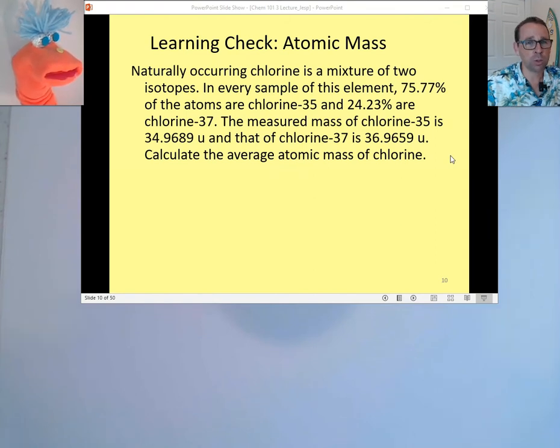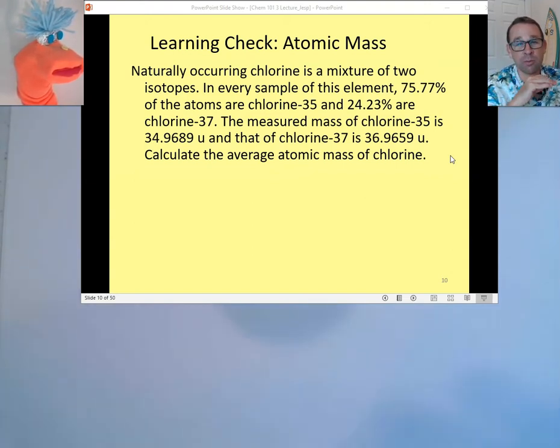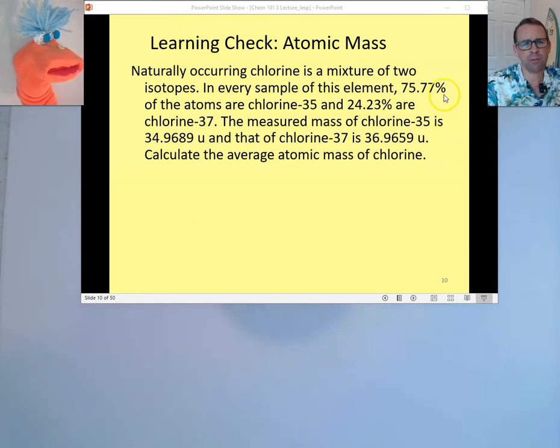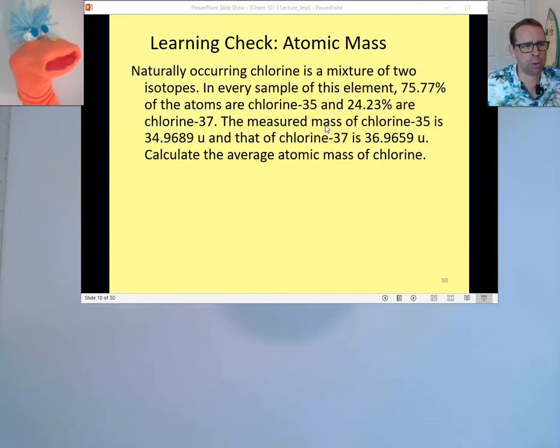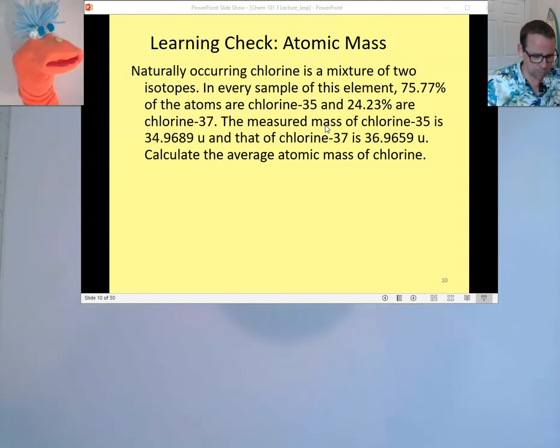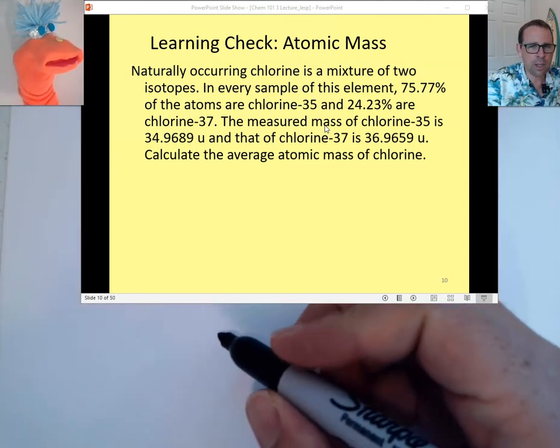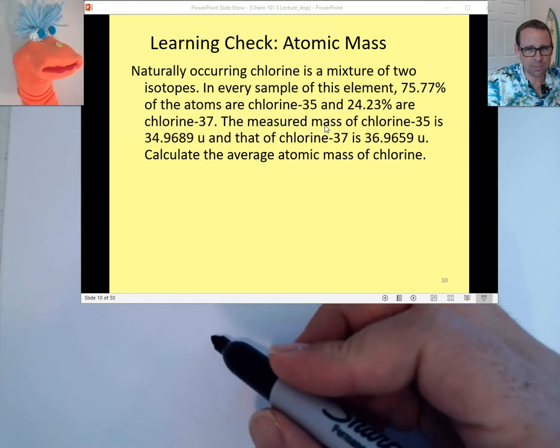Well, you would do that if there were only two atoms and one had one mass and one had the other. Or maybe if there were 100 atoms and half had that mass and half had the other. But in this case, it's not a half and half, not a 50-50 ratio. It's 75.77% that has the mass of 35, while only 24% has the mass of 37. Okay, so what would we do? I'm not sure I know how to set this up. Okay, well, if we set it up like this, let's see if this would make any sense.